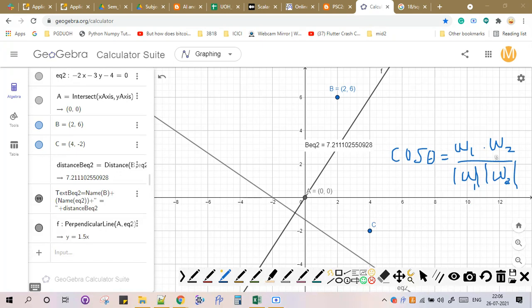So the cos theta would be just w1 dot product w2, right? This is the main idea why we are taking unit vectors, because it would be really easy and we just care about this theta only. We don't care about the magnitude of w. So if we take unit vectors, this term would be 1, this term would be 1, so you just need to take the dot product and you know the theta, right?